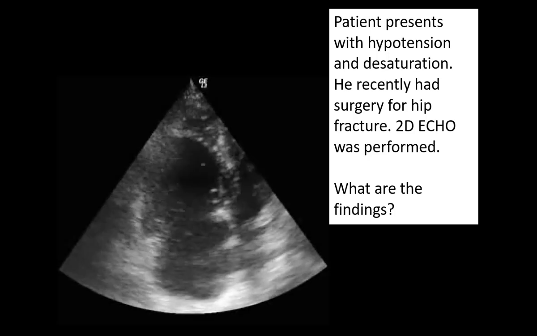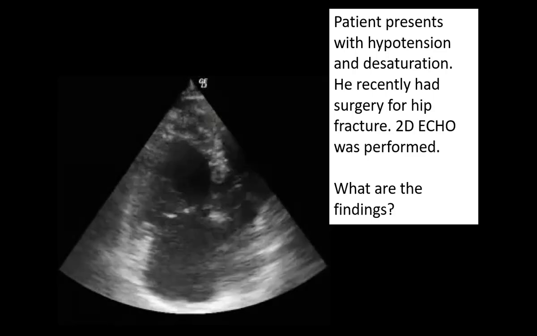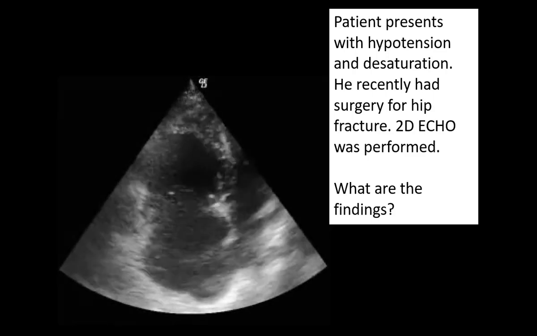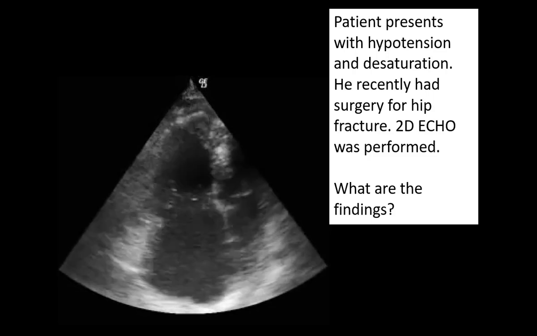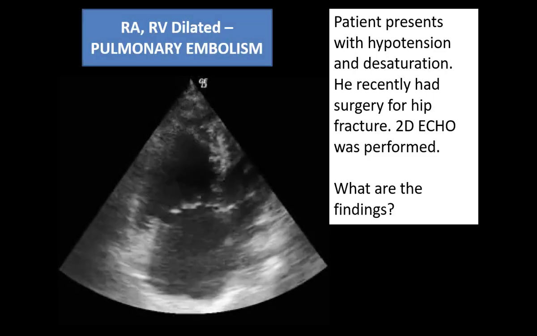A patient presents with hypotension and desaturation. He recently had history of hip fracture. 2D echo was performed. Now what are the findings? There is RA-RV dilatation, so it's a pulmonary embolism.